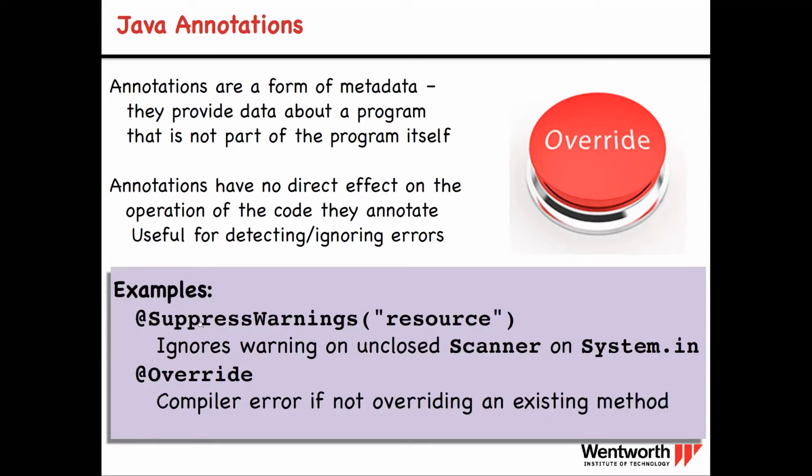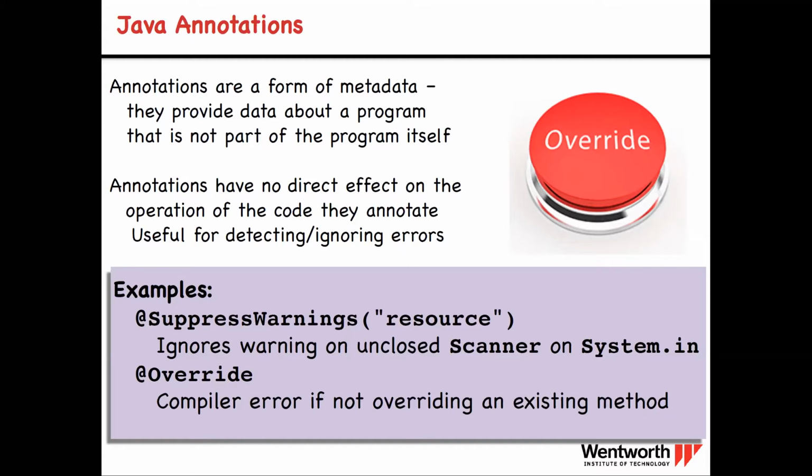So some of you have seen this suppress warning resource. That's just an annotation. And so it ignores a warning on the scanner, for example. At override, and the annotations will all have ats. At override gives you an error if you are not overriding an existing method. So if you think, oh yeah, I'm going to override this method, and you write this method, and then you put override on it, and you get an error, then maybe you did something wrong. So it's meant to help you find errors, but it's not actually part of the code itself.